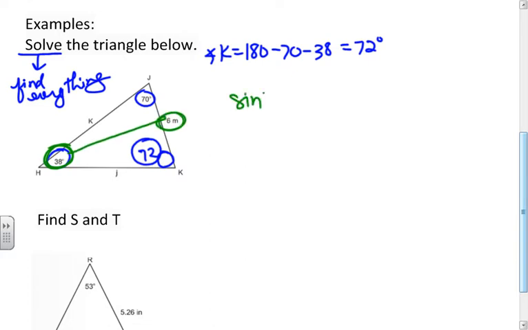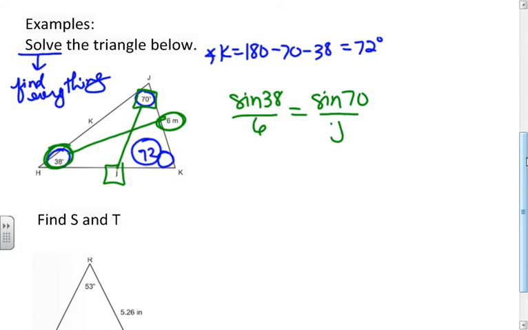So I'm going to start with the sine of 38 over 6. That will be at the same relationship as the sine of 70 is with its side. Now I can put the sines on top or the sines on bottom, I just have to be consistent. Now I'm going to cross multiply, and I'm going to be very careful when I cross multiply these numbers with sine. The sine of 70 is some decimal less than 1. Sine of 38 is some decimal less than 1. So I want to be sure that I put that number out front.